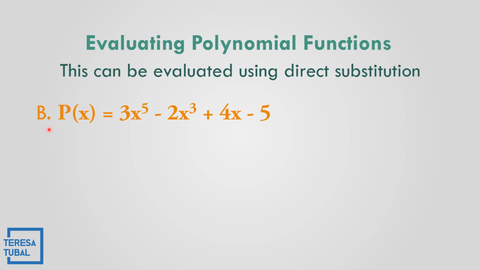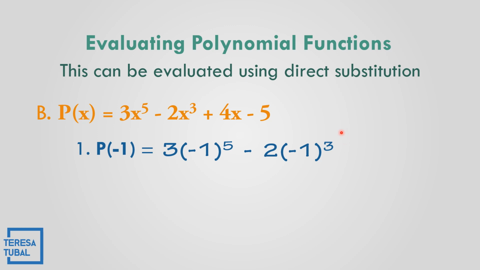How about letter B? P of x equals 3x to the fifth minus 2x cubed plus 4x minus 5. Let us replace the value of x by negative 1 in the given equation. So that becomes copy 3, replace x by negative 1 raised to the fifth power, copy negative 2, replace x by negative 1 to the third power, copy 4, replace x by negative 1, and then copy negative 5.